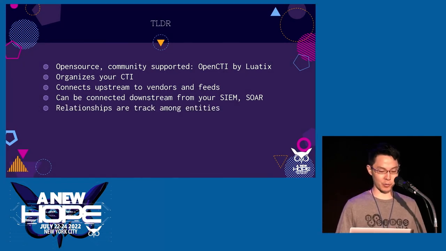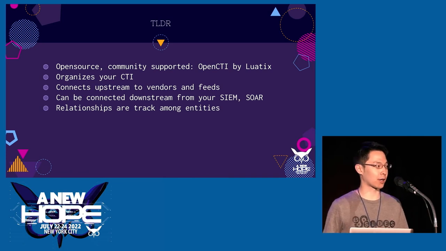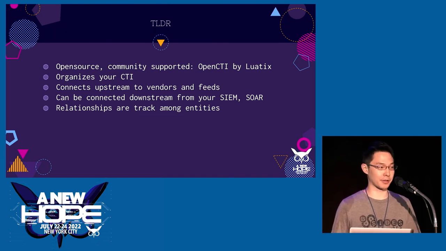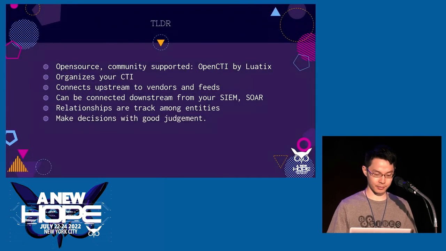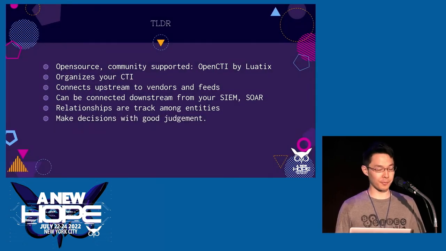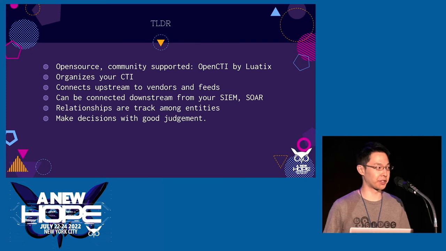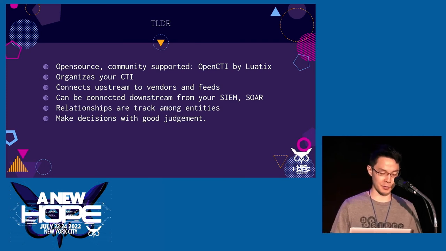And OpenCTI can be used to track relationships between entities. Has Quackbot targeted France? Has Quackbot targeted Canada? Has it targeted your IT organization, and things like that. And most importantly, OpenCTI is used to allow your CTI team and your InfoSec teams to make good decisions using good judgment.